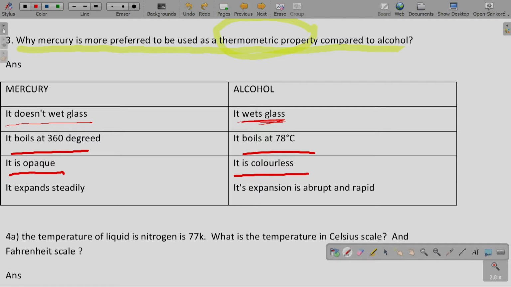Also, mercury expands steadily, but if you were to use alcohol, its expansion is abrupt and rapid. Therefore, due to these factors, it is more preferred to use mercury as a thermometric property in your thermometer. It means compared to alcohol, because it does not wet glass, because it boils at 360 degrees, it has a wider range of temperature, because it is opaque, therefore it can be clearly seen, and because it expands steadily.